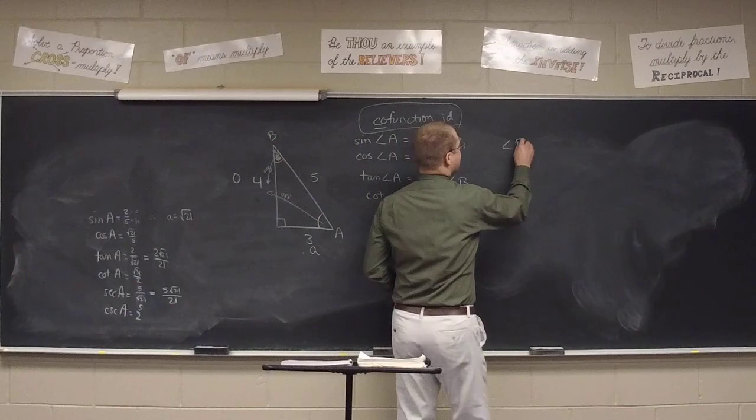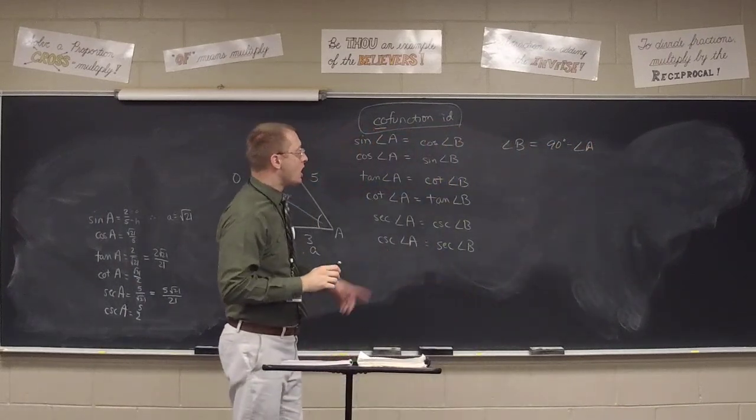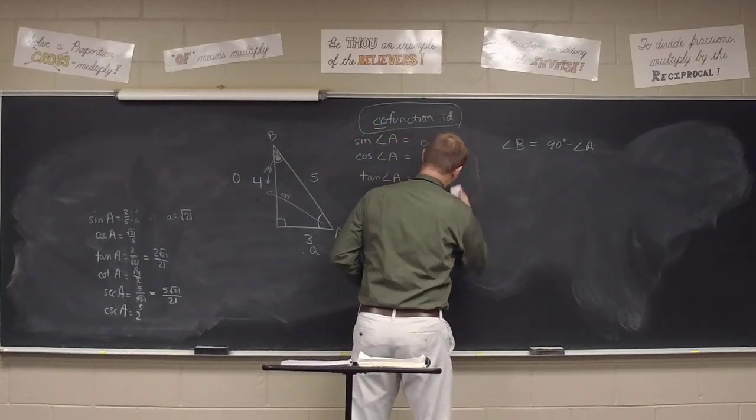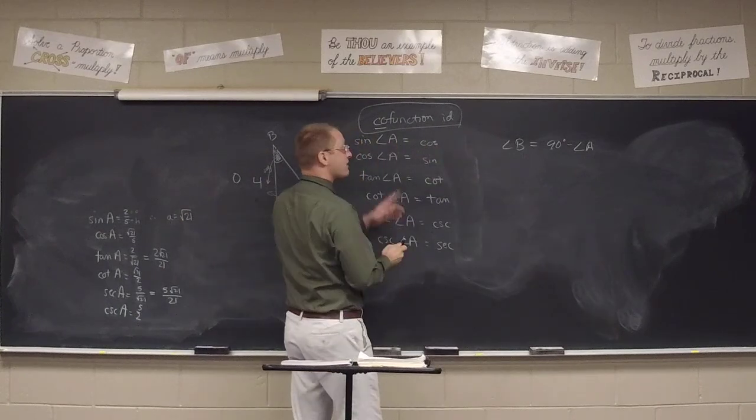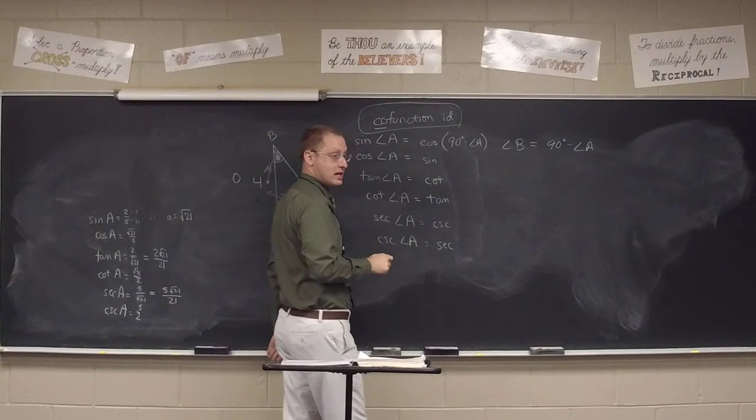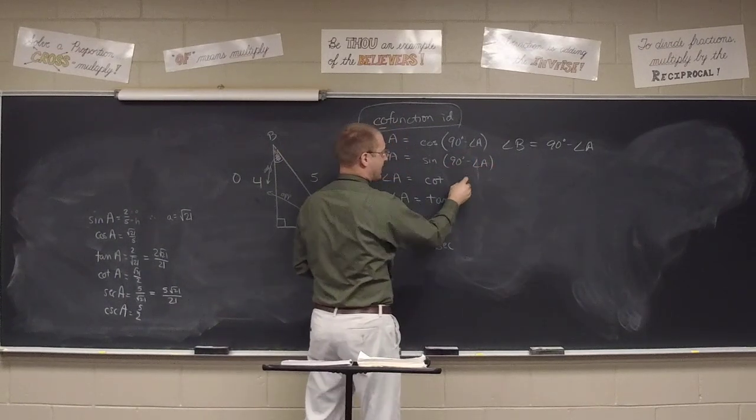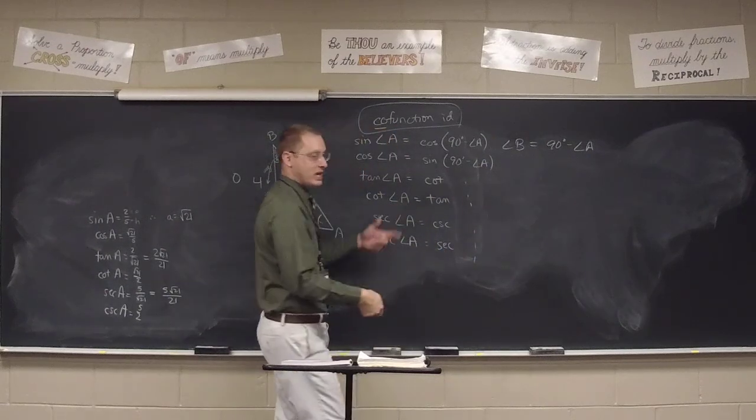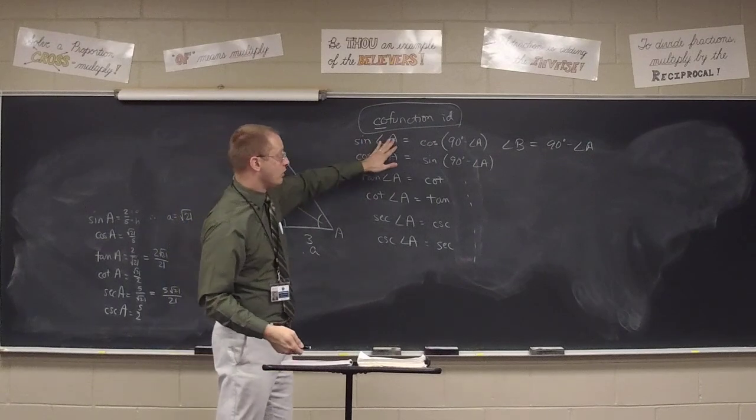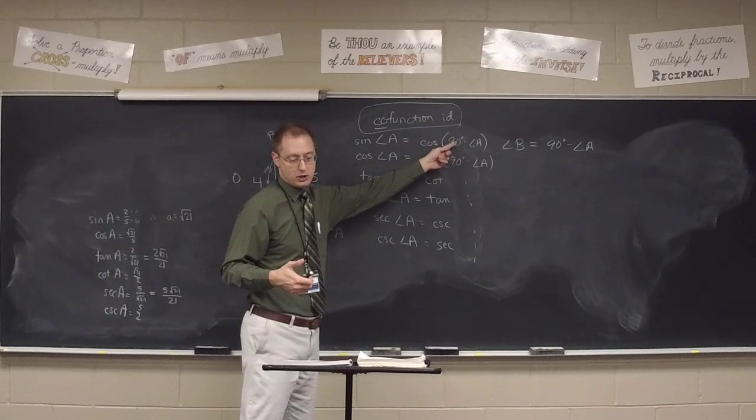Because angle B is 90 degrees minus angle A, isn't it? Therefore, we could say that the sine of angle A equals the cosine of 90 degrees minus angle A. The cosine of A equals the sine of 90 degrees minus angle A. And we get the idea, just come straight down. Function of one angle equals the cofunction, that means with or without the co, of the complementary angle.